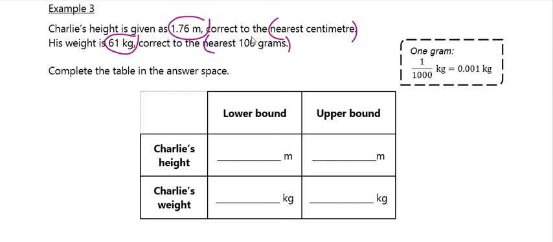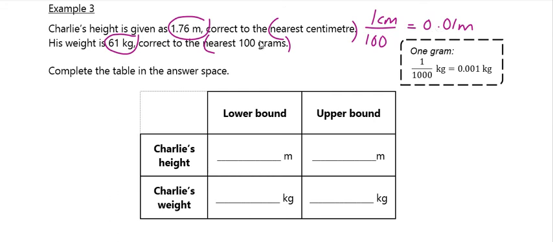So what you're going to do is that here, your nearest centimeter is your units of accuracy, right? But your height is given as 1.76 meters. So what you're going to do is to convert this nearest centimeter into meter. So you know that 1 meter is 100 centimeter. So to convert 1 centimeter to meter, you have to divide it by 100, right? So it will be 0.01 meter. Correct to the nearest centimeter is actually the same as correct to the 0.01 meter.